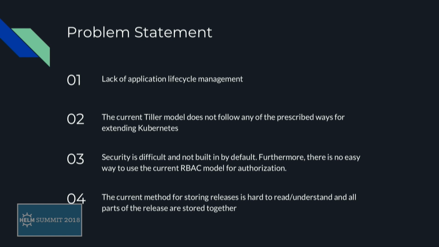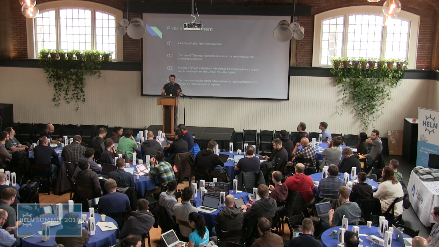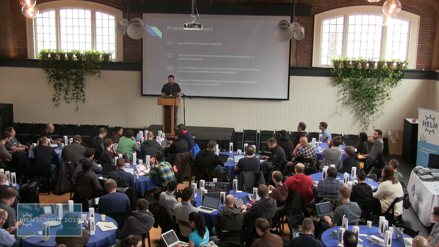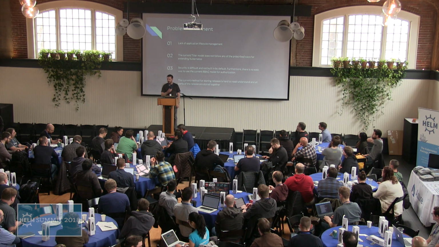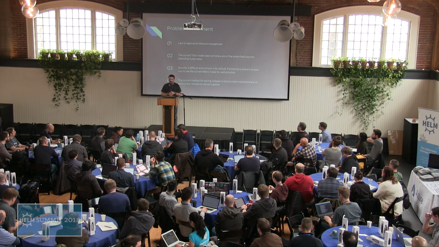The second is that the current Tiller model doesn't really follow the ways that have been prescribed for Kubernetes. A lot of people mention that CRDs weren't around, API extension servers and things like that weren't around. There's tons of things that just weren't around when we first created Helm. The next thing is security. Now, this doesn't address all security issues, but as has been mentioned, by using CRDs, we're allowed to use RBAC with those. The last thing, this isn't as important, but it's an interesting point.